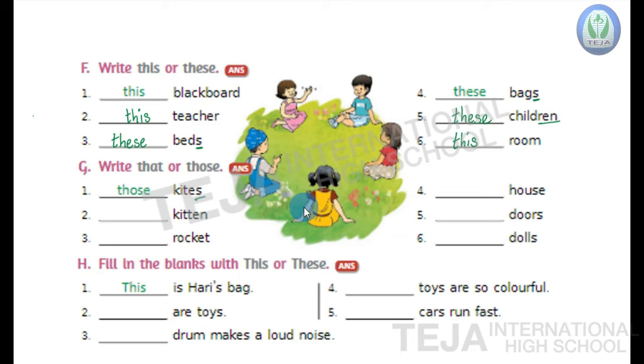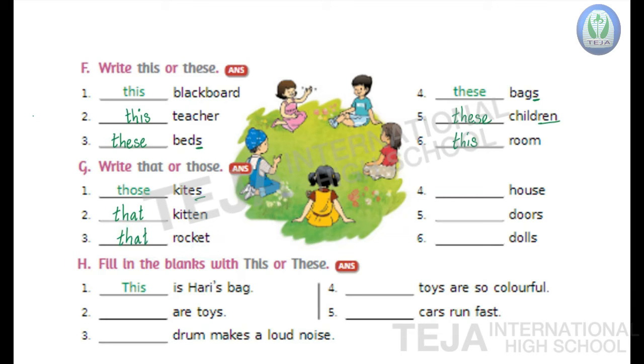But here plural form, S is there. More than one kite is there. That's why those kites. Now second one, children, dash kitten. Only one kitten is there. So we use the word that kitten. Third one, children, dash rocket. Only one rocket is there. That's why we use the word that rocket.